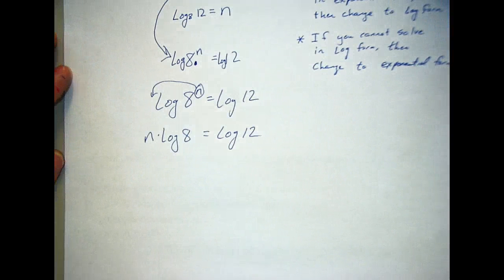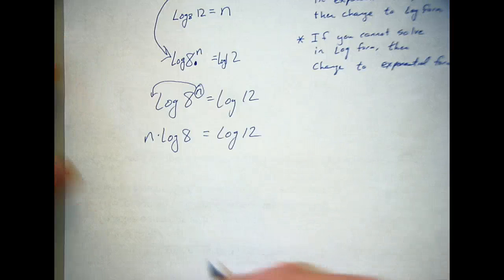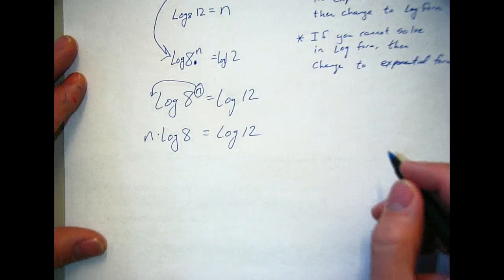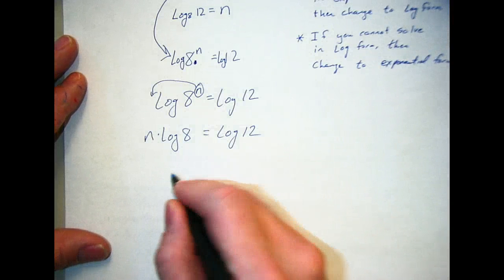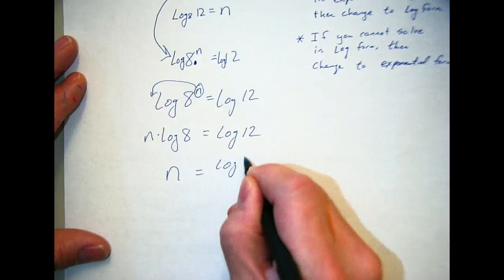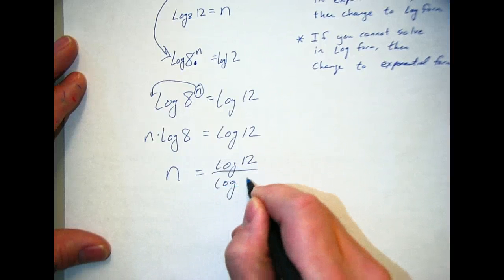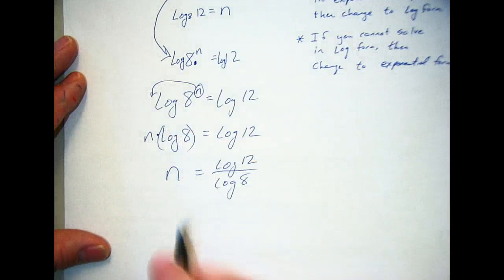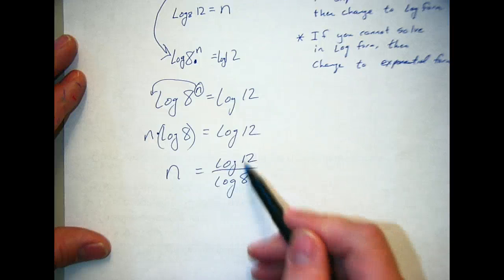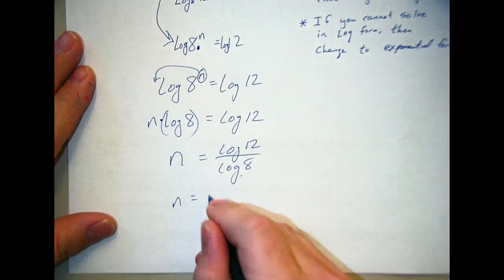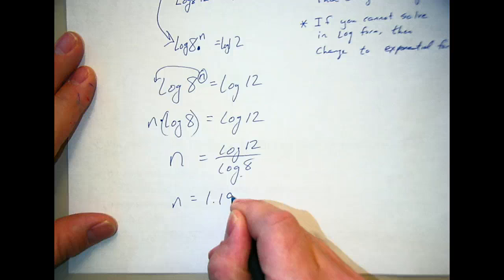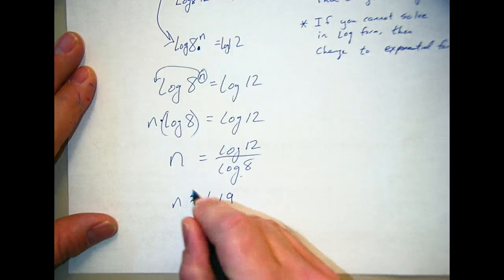Tell your neighbor how to get n alone. Divide by log 8. We go just back to our regular algebra. We divide it out. They're multiplying by log 8, so we divide it out. So n is equal to log 12 over log 8, or if you actually do that on your calculator now, what's log 12 divided by log 8? Approximately? 1.19? Okay, good. There we go.